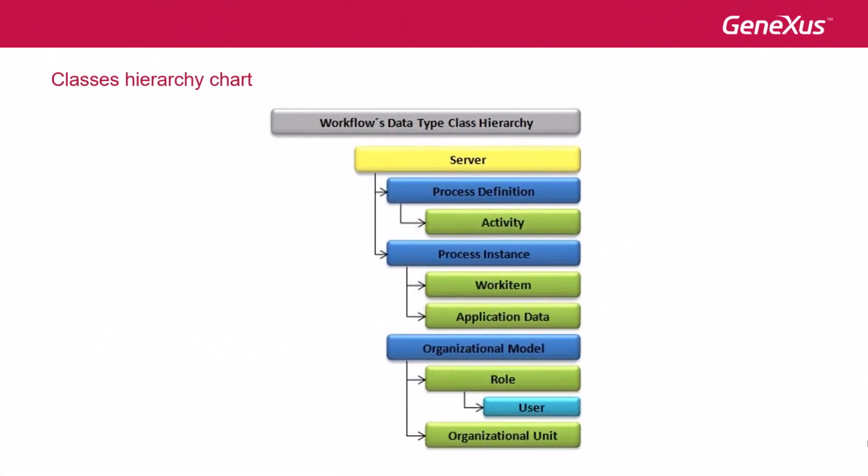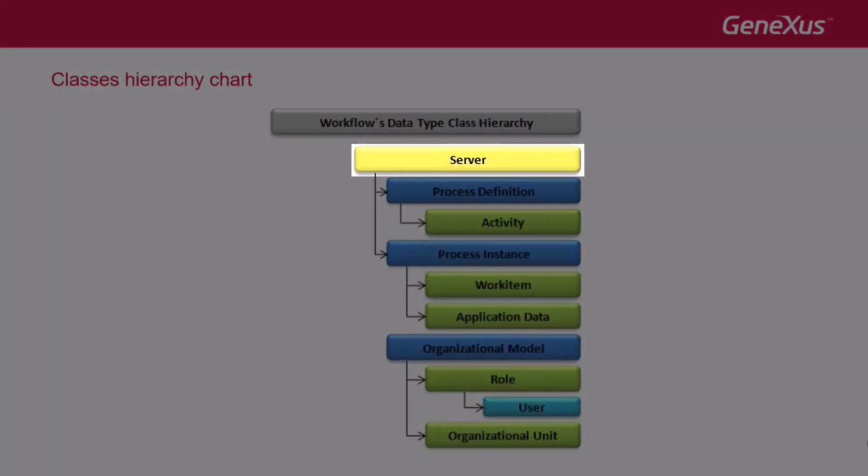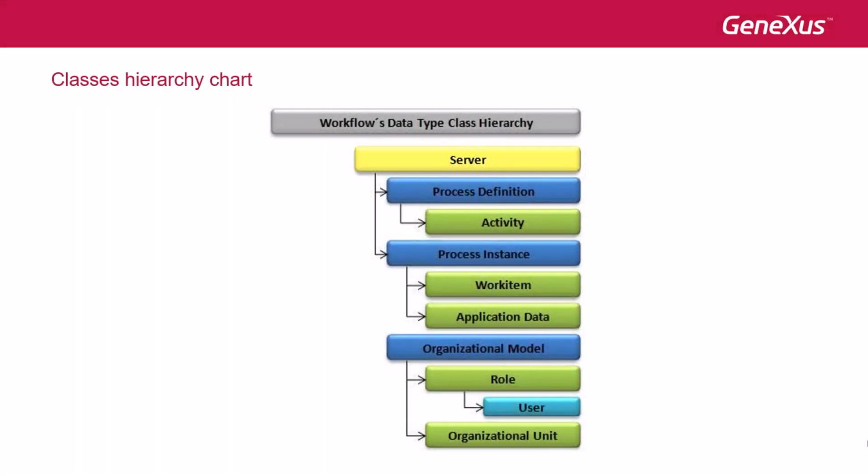Workflow data types are classified into a hierarchy of classes. The highest class is the server class, on which 3 other classes depend, namely Process Definition, which allows us to access the components of a process diagram; Process Instance, which allows us to access an instance of a process under execution; and Organizational Model, which allows us to access the information regarding the company's organizational structure, such as roles and users. The server class is the entry point of the types hierarchy, and its methods enable us to access any workflow data type.